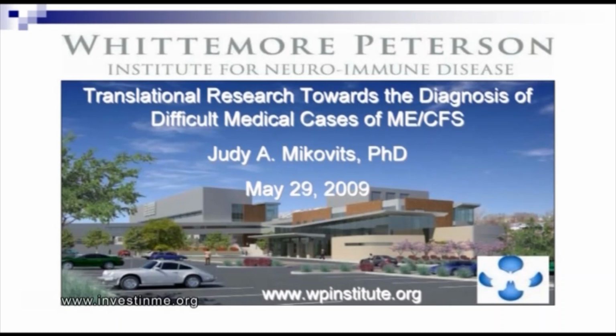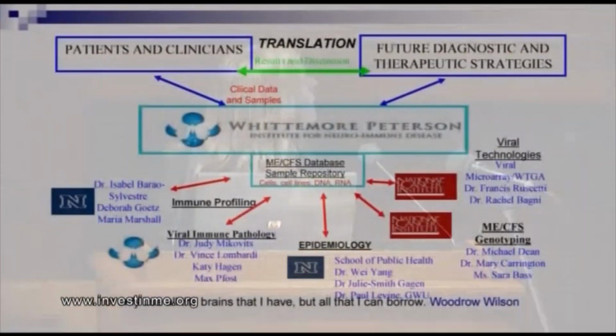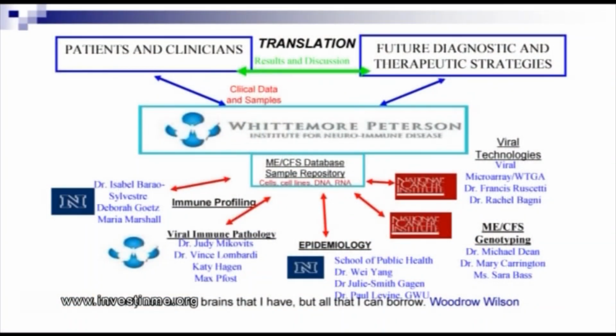We've heard a lot about the Institute today, so I won't belabor it other than to say that at the Institute we've taken a systems biology approach to the translational research program. And what I mean by that is shown schematically on the next slide. Since CFS is a systemic disease involving many systems in the body, the brain, the immune system, infections, the gut we've heard about today, we want to look at as many systems as we can at the same time.